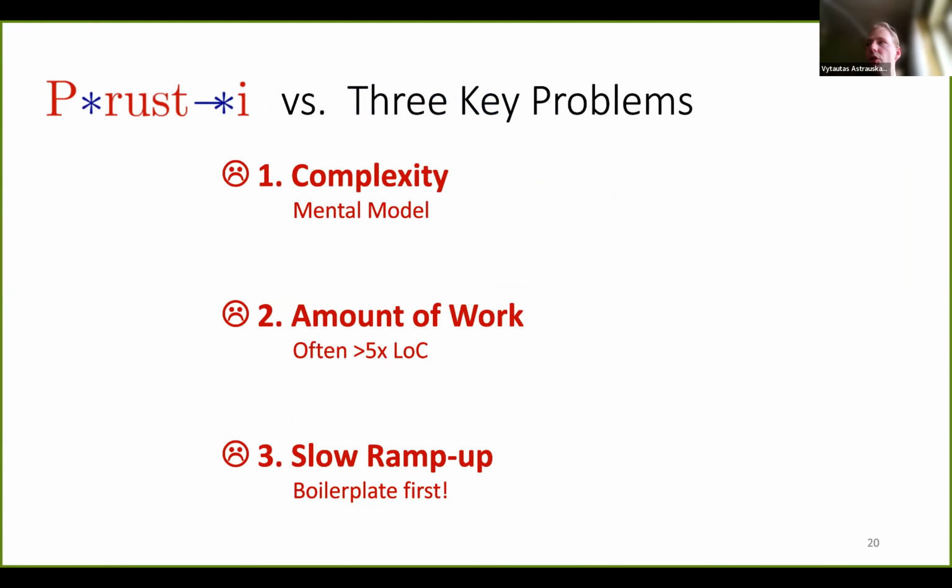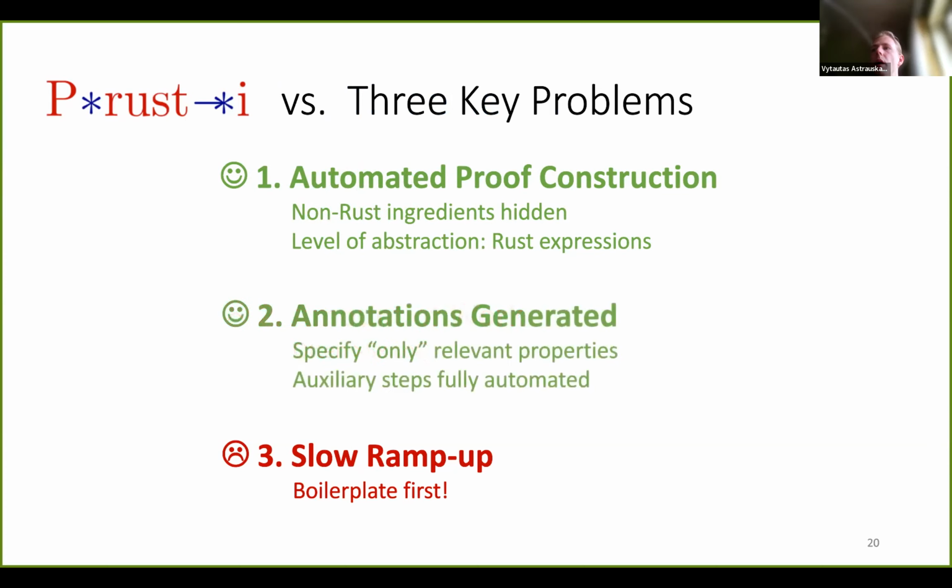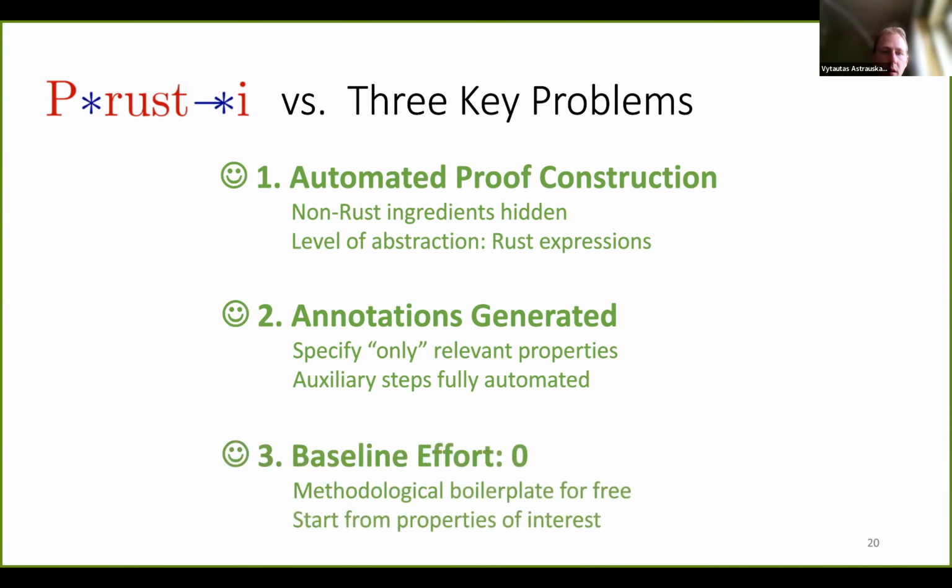So Prusti versus the three key problems. We had the problem of complexity. Instead, with Prusti now we get automated construction. So non-Rust ingredients are hidden. Users are mostly seeing Rust expressions plus small things like quantifiers. The amount of work is significantly reduced. Users need to focus only on relevant properties. And instead of a lot of boilerplate, we can basically start with the properties we care about.